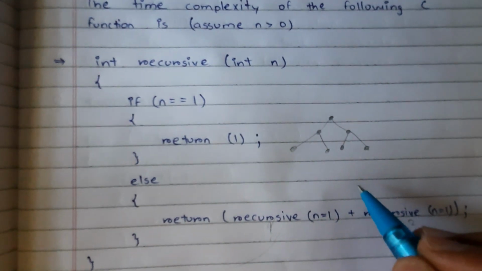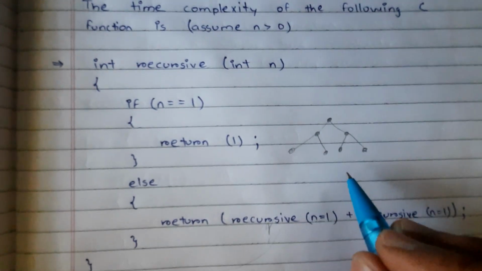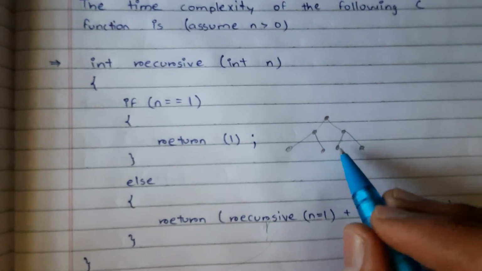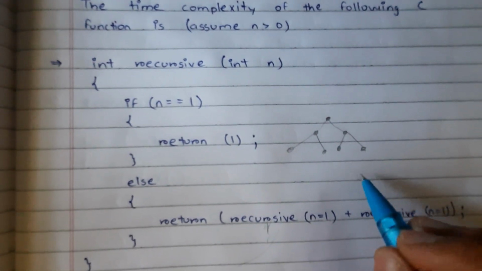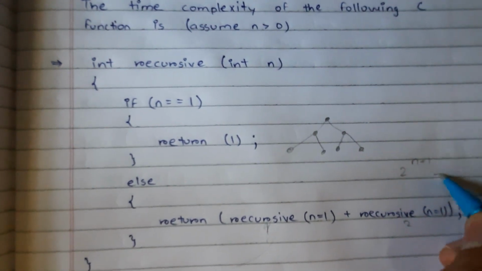Now this creates a binary tree of recursive calls with the original function call at the root of the tree. Now the depth of the tree is n, and the number of nodes in the tree is 2 raised to n plus 1, minus 1.